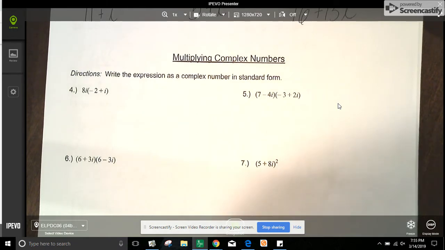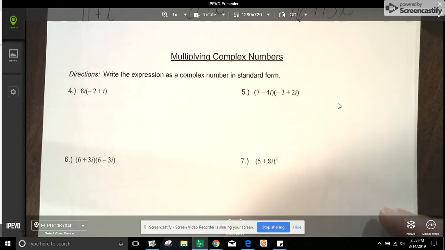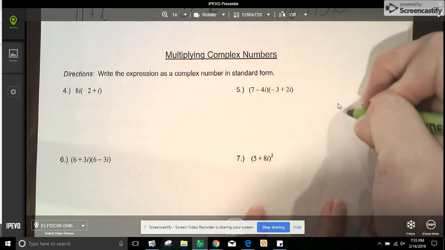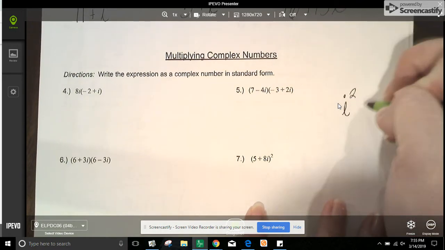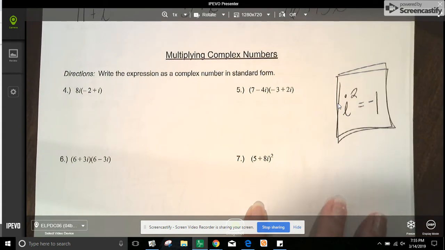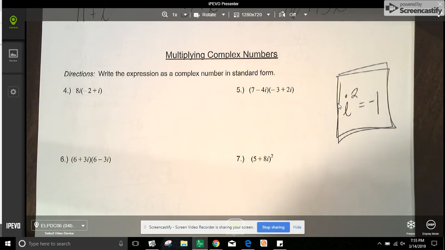For multiplying, you're going to FOIL or distribute. So it's just like what you do in algebra. The main rule that you have to remember at the end is i squared equals negative 1. So this rule I'm going to bring up a bunch. Anywhere you get an i squared, you can replace it with a negative 1.